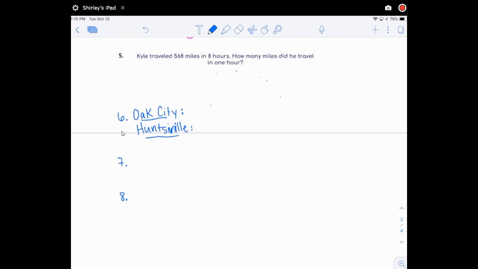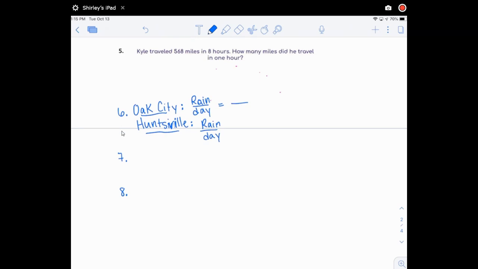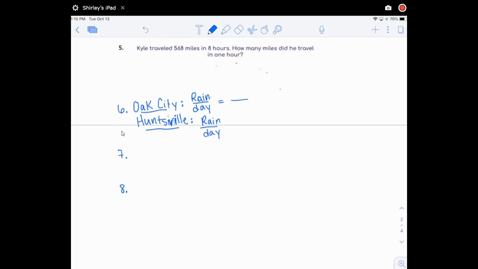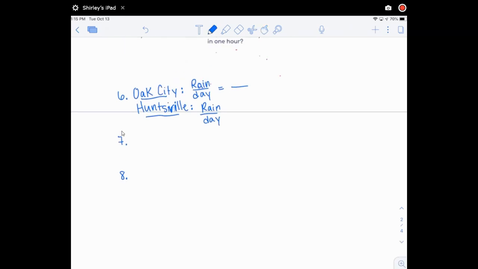So on each of these, you want to find their ratios of rain per day to compare them. So amount of rain per day, and then the same thing here. So you're going to read through the problem, pick out how much rain Oak City got over how many days. Do the same thing for Huntsville. How much rain per day by dividing. And then you can convert them into decimals. So you're going to get something point something here and then something point something else here.